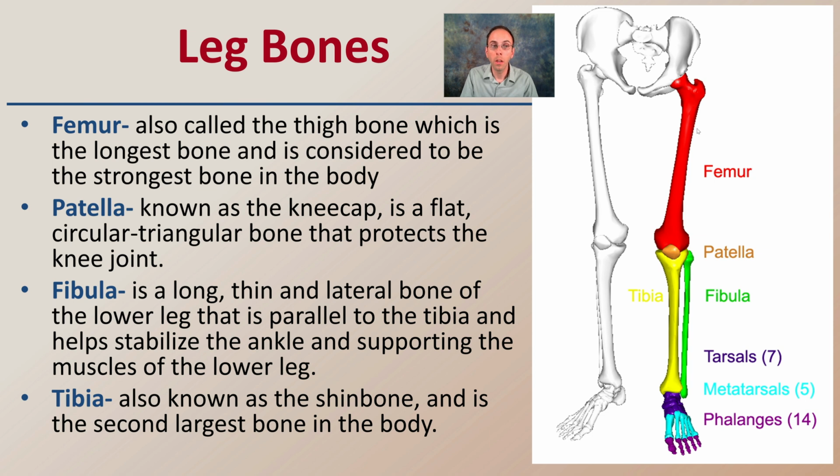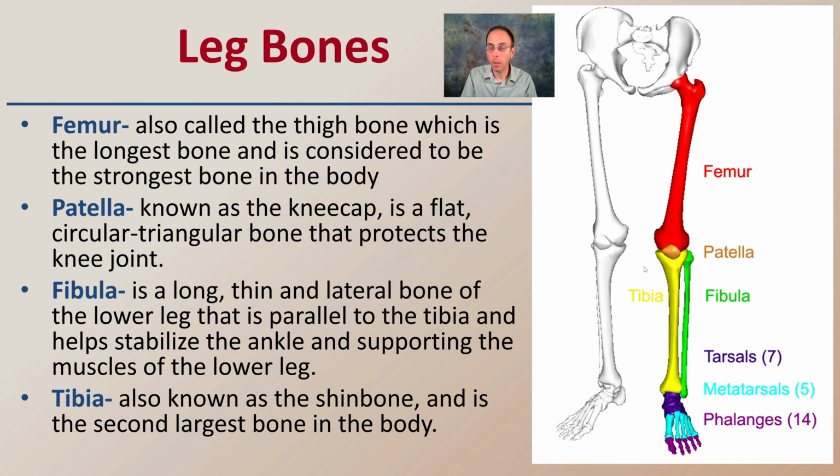It's the thigh bone. It's the longest bone and is considered to be the strongest bone in the body. Then we have the patella, which is known as the kneecap. It's a flat, circular, triangular bone that protects the knee joint. We have the fibula, which is a long, thin, lateral bone of the lower leg and is parallel to the tibia and helps stabilize the ankle and support the muscles of the lower leg.